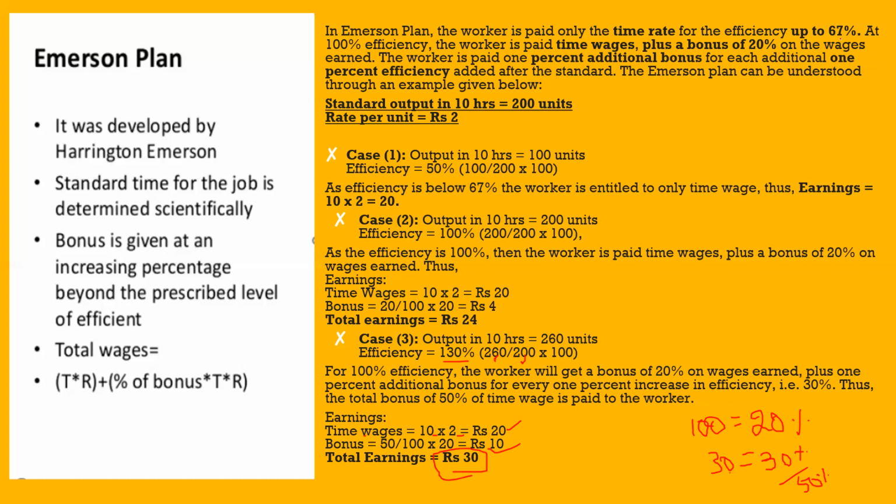That is what the Emerson plan says. He has milestones up to 67% only based on time rate. If it crosses 67% and reaches 100%, he should be paid based on time wages plus a bonus of 20%. And if it crosses more than 100%, then it should be more than that. Whatever the person has contributed, that much should be paid to him. That is a kind of justice for his work. Okay, this is the Emerson plan.